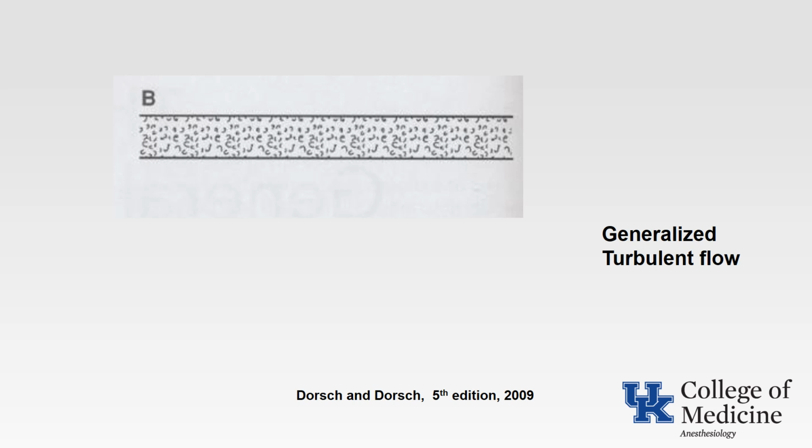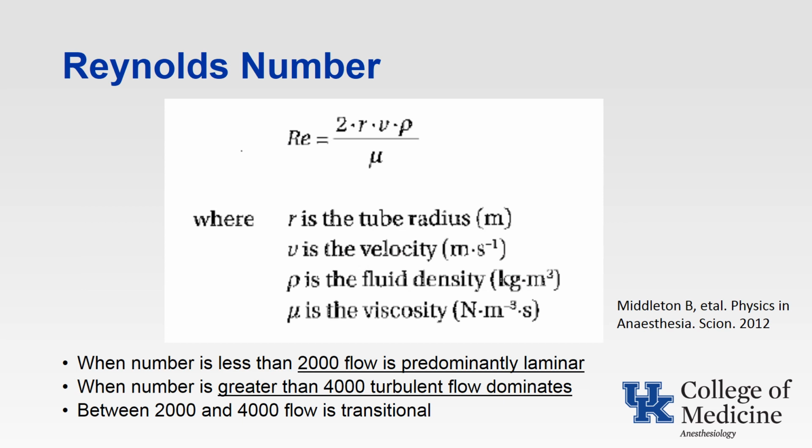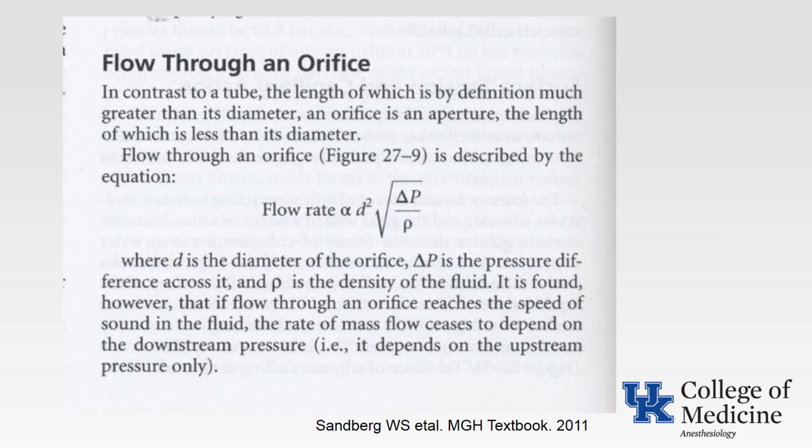You can also have generalized turbulent flow, and this occurs when the velocity exceeds a critical level. This is estimated from the Reynolds formula given by this equation. This is expanded in this slide. When the Reynolds number is less than 2,000, flow is predominantly laminar, whereas when the Reynolds number is greater than 4,000, turbulent flow dominates. Flow through an orifice is also distinct and is given by this formula.